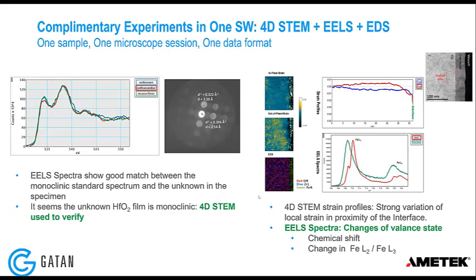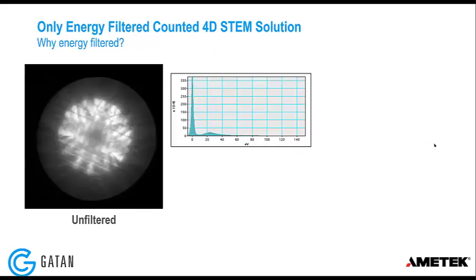If you have done some 4D STEM experiment, for example, here is a strain mapping experiment, you can look at the chemistry using spectroscopy and understand what is happening at the interface in this example, for example, in your sample and why you see the phenomena that you see from the 4D STEM experiments. So that's one advantage.